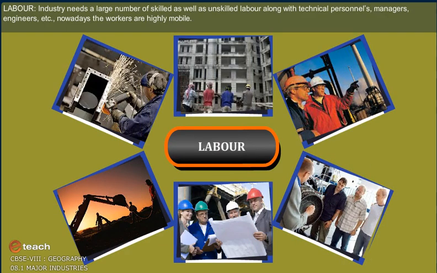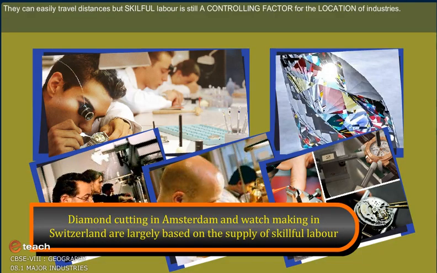Labor. Industry needs a large number of skilled as well as unskilled labor along with technical personnel, managers, engineers, etc. Nowadays, the workers are highly mobile. They can easily travel distances, but skillful labor is still a controlling factor for the location of industries. Diamond cutting in Amsterdam and watchmaking in Switzerland are largely based on the supply of skillful labor.